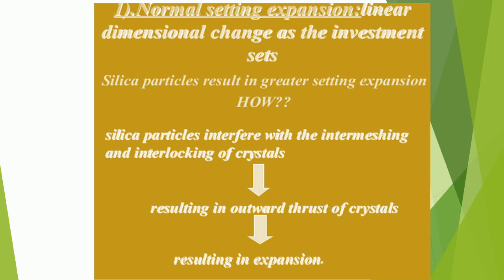About the normal setting expansion that takes place in gypsum investment material. There is a linear dimensional change as the investment sets, and the presence of silica particles results in even greater setting expansion. Now, how is that achieved? The silica particles interfere with the intermeshing and interlocking of the gypsum crystals, and this results in an outward thrust of crystals, resulting in even greater expansion. So the gypsum and silica together contribute to even greater expansion.